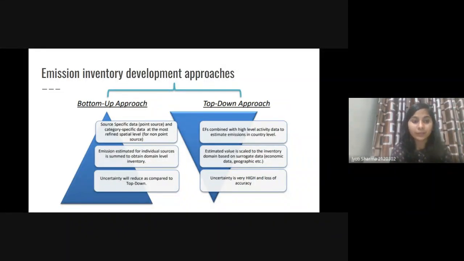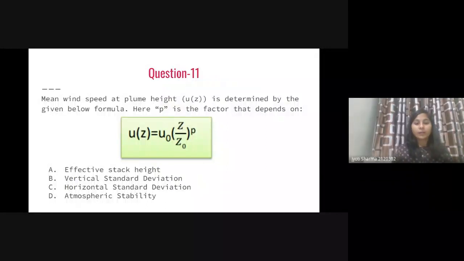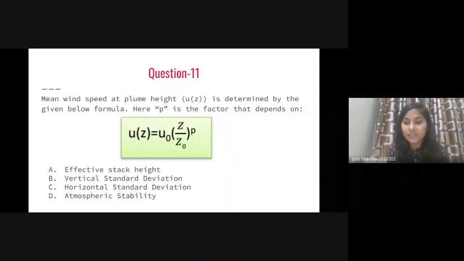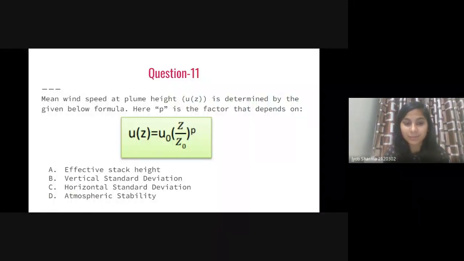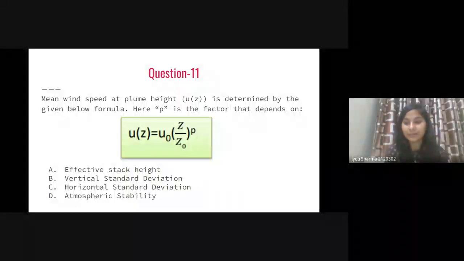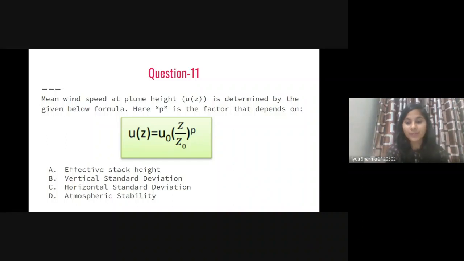Okay, so I think we should move on. I have one equation related to the estimation of wind speed, and we have the formula. Here we have the P. So P is the factor that depends on, we have four options: effective stack height, vertical standard deviation, horizontal standard deviation, and the atmospheric stability. So what should be the right answer? This is not from the previous year's assignment, so you have to think about it. What should be the answer?